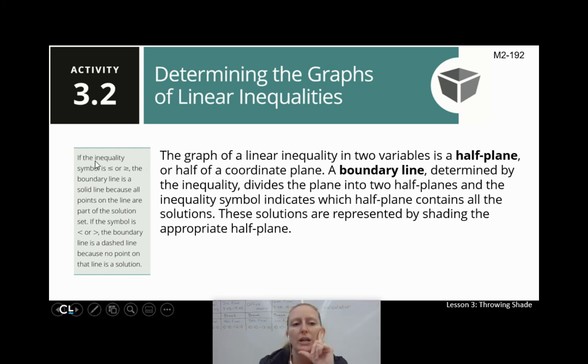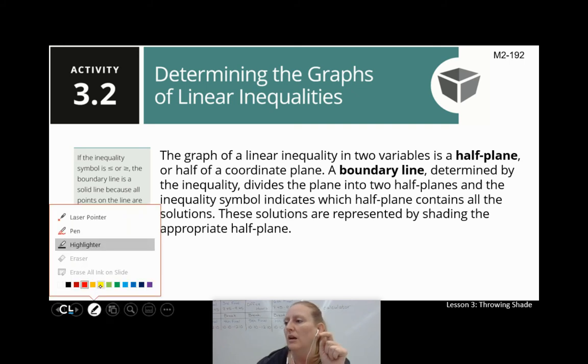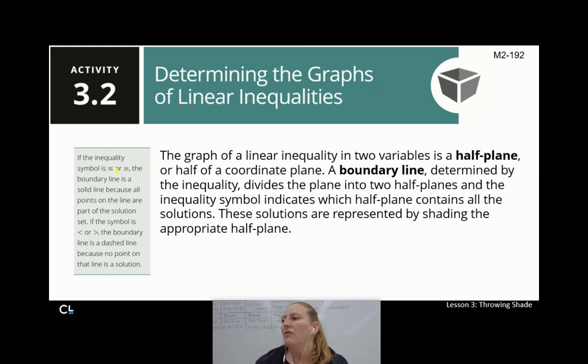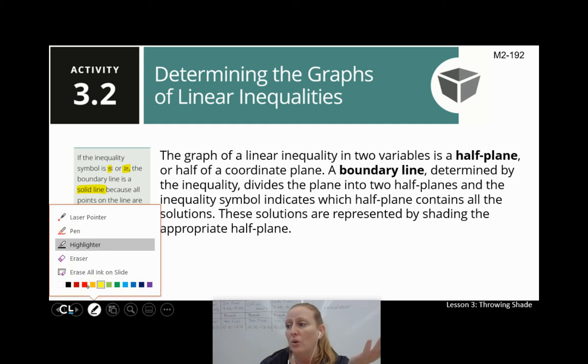So just a few quick notes. If the inequality symbol is less than or equal to or greater than or equal to, and this is important, I know it's tiny off to the side in your book, but I would underline this. Highlight it or something. If the inequality symbol is less than or equal to or greater than or equal to, then the boundary line is a solid line. That little half equal sign is the equivalent of a closed circle, right? So I want a solid line because all the points on the line are part of the solution too.